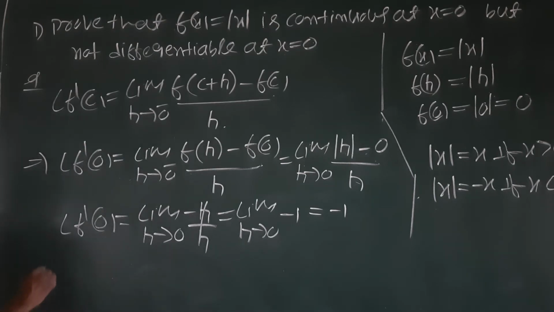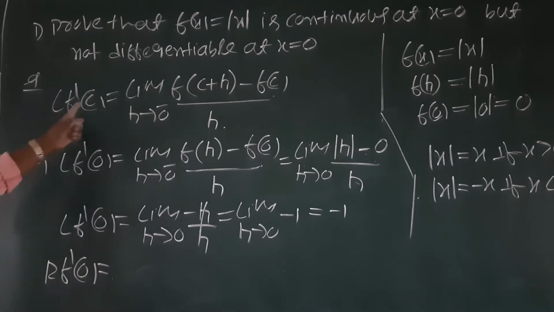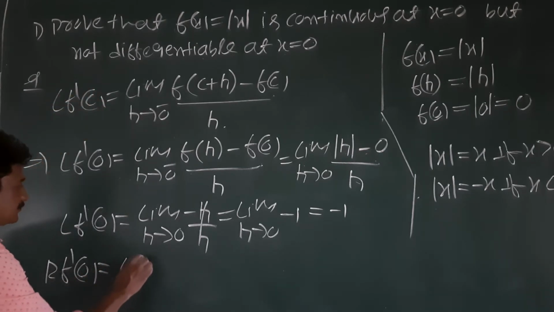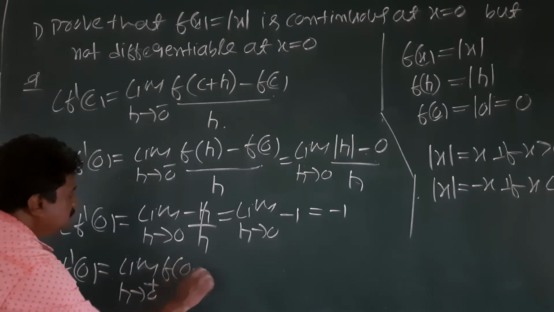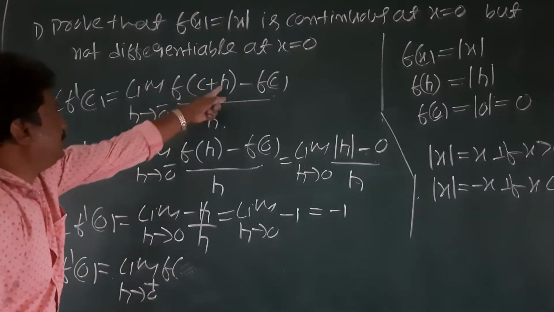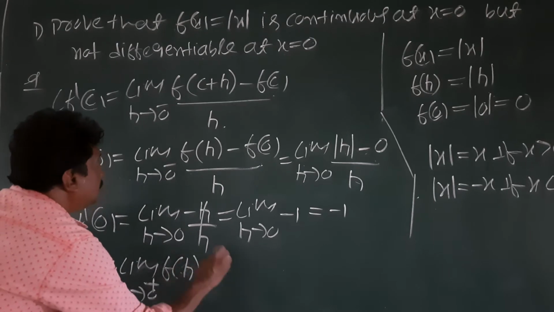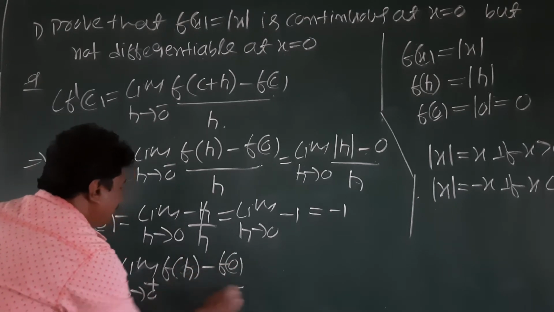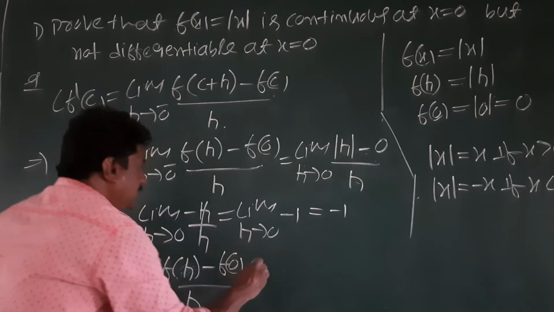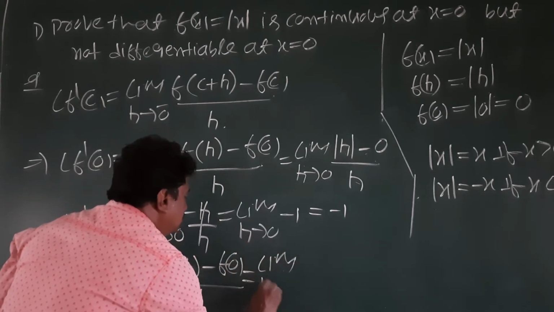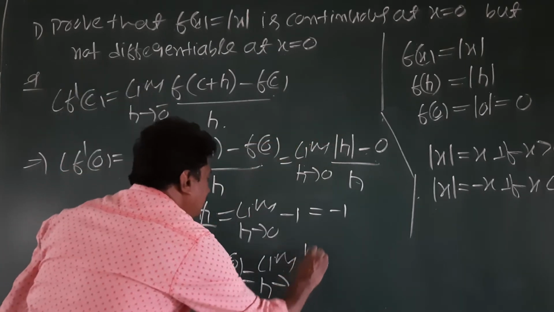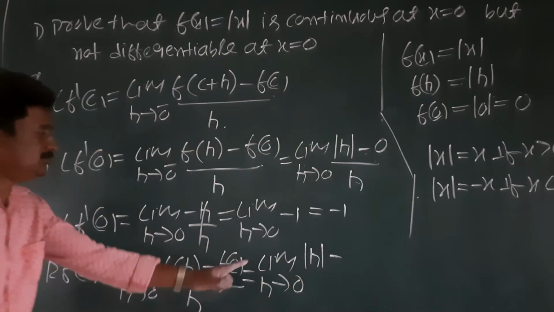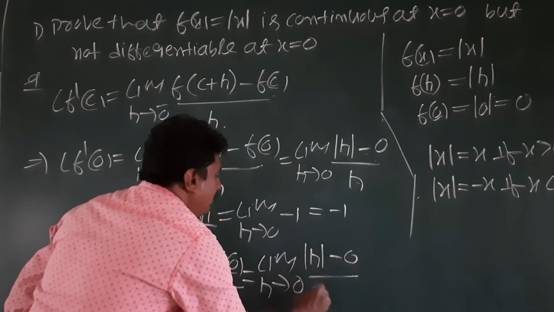So write R f dash 0, limit h tends to 0 plus, f of 0 plus h, 0 plus h means f(h) minus f(0) by h. Limit h tends to 0, f(h), how much is f(h), students? Mod h. f(0) is 0. So by h.